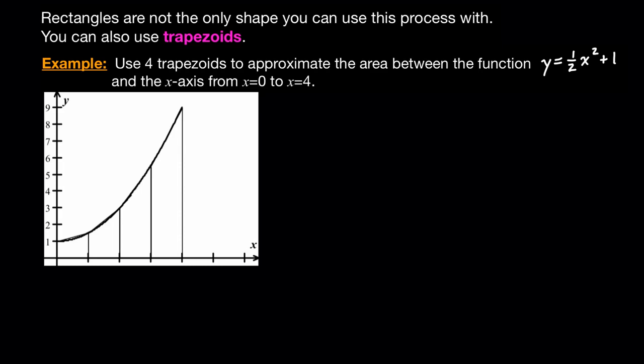All right, so rectangles, these are not the only shape that you can use with this process. Trapezoids are often used as well. So what we're going to do is use 4 trapezoids to approximate the area between this function and the x-axis between 0 and 4. So if you think about drawing your trapezoids, we start with the same thing, which is drawing the sides or the bases of the trapezoids until they hit the function up here at the top. And then all you're doing is connecting those tops.